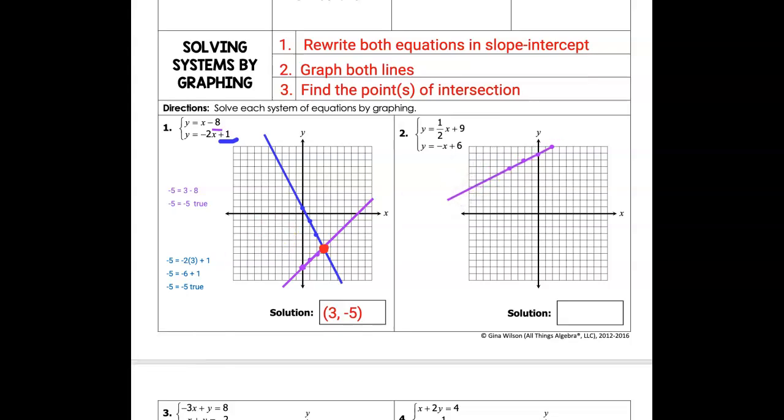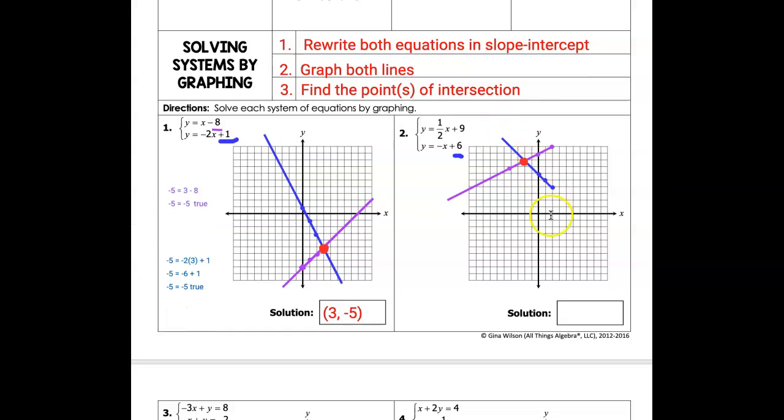All right, and then we're going to do the same thing with the second equation. So starting up at 6: 1, 2, 3, 4, 5, 6. Now my slope is negative 1, so down 1, right 1. Get a couple of points, connect them, and then the point where they intersect is our solution, and that's going to be right here.